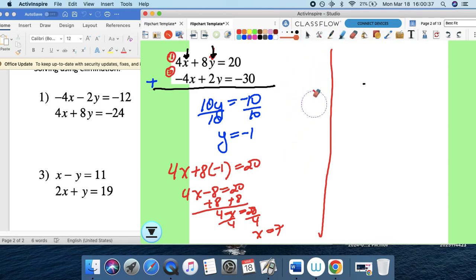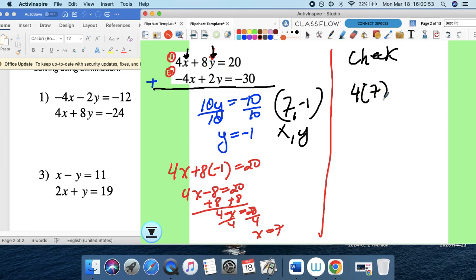I wrote the point incorrectly. So it's not (negative 1, 7). It's (7, negative 1). So remember, it's x comma y. So that was my mistake. All right, let's do our check. So again, we're replacing the x with 7 and the y with negative 1. So we get 4 times 7 plus 8 times negative 1 equals 20. 4 times 7 is 28. 8 times negative 1 is negative 8, equals 20. And look at that. They're equal to each other.